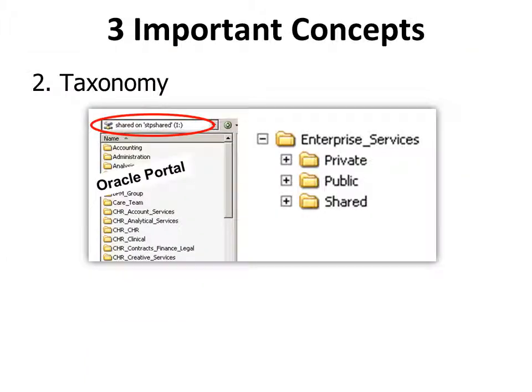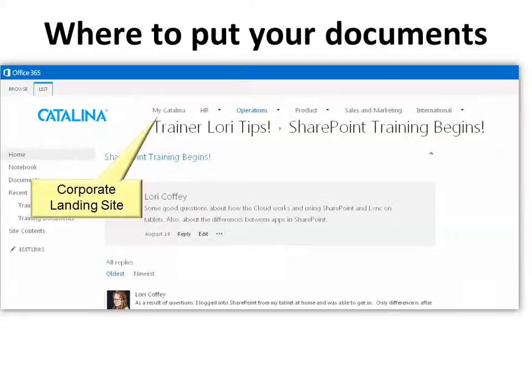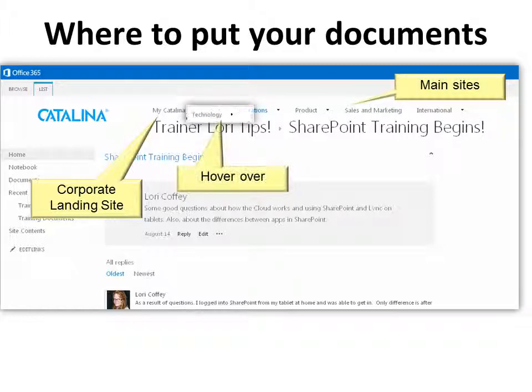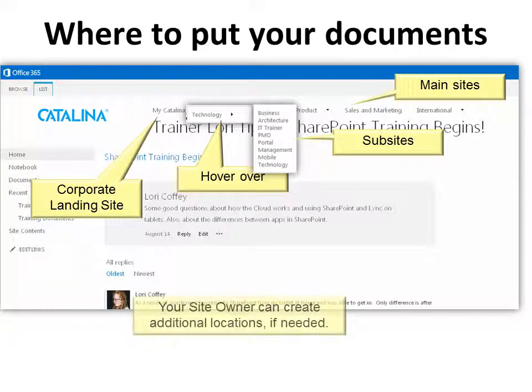The second important concept is taxonomy. We know that if we're going to post something on the portal, there's a specific location that you have to put it on. Well, now you need to know where in the corporate landing site to put your documents. Your site administrator or site owner will be able to tell you where you have to go. You start off with a corporate landing site, and then you can hover over any of the main sites and see subsites. So your documents will go into one of the subsites, and your site owner can create additional locations if needed.